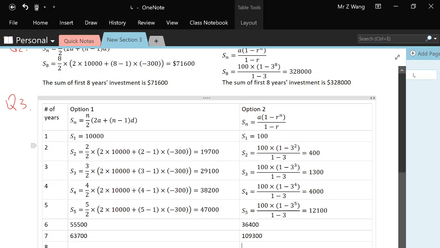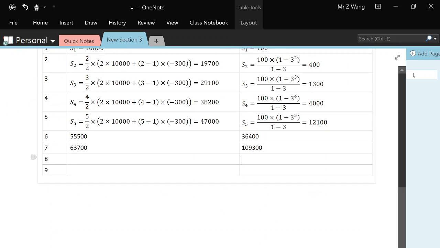This sum is always larger than option 2. Option 1 is larger than option 2. Even up to year 6, option 1 is larger than option 2. But at year 7, there is a crossover, which means option 1 is less than option 2. Okay? And you can stop here because you know the trend, right? Option 2 will get larger and larger because every time it is multiplied by 3, right? And this one is decreasing.